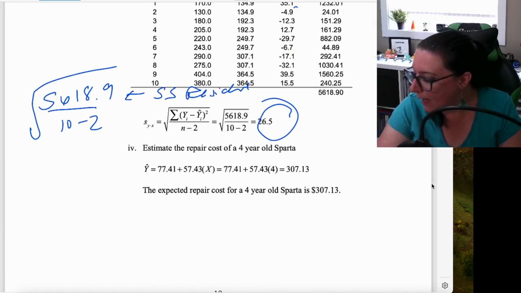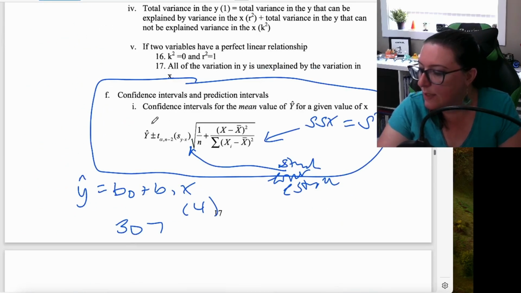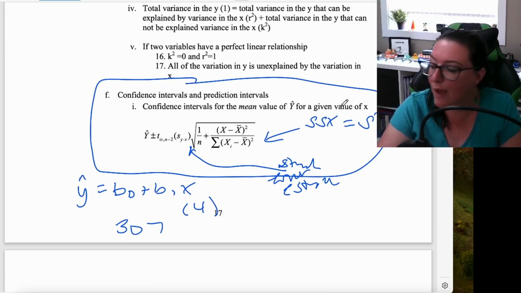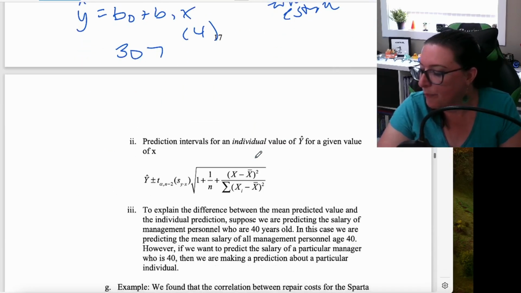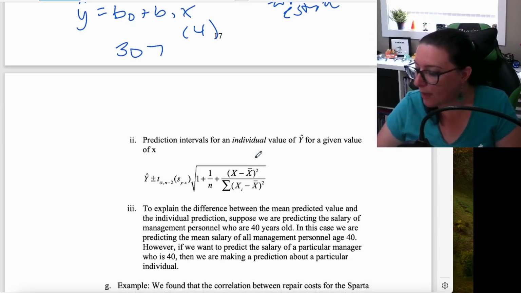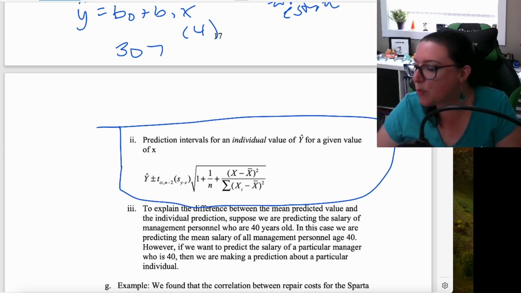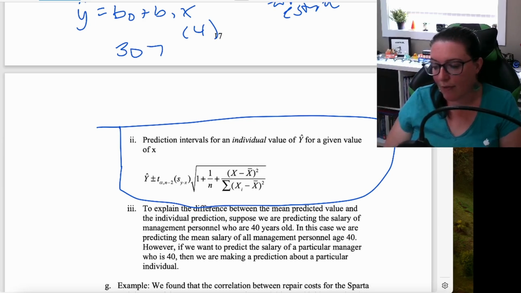Now, in that scenario, let's go back. We had looked at the confidence interval for the mean value of y hat for a given value of x. And we used this formula, and we had to do it by hand, whether we're in Excel or Python, to get that summary. One other important formula that we will go through right now is the prediction interval for an individual value of y hat for a given value of x.